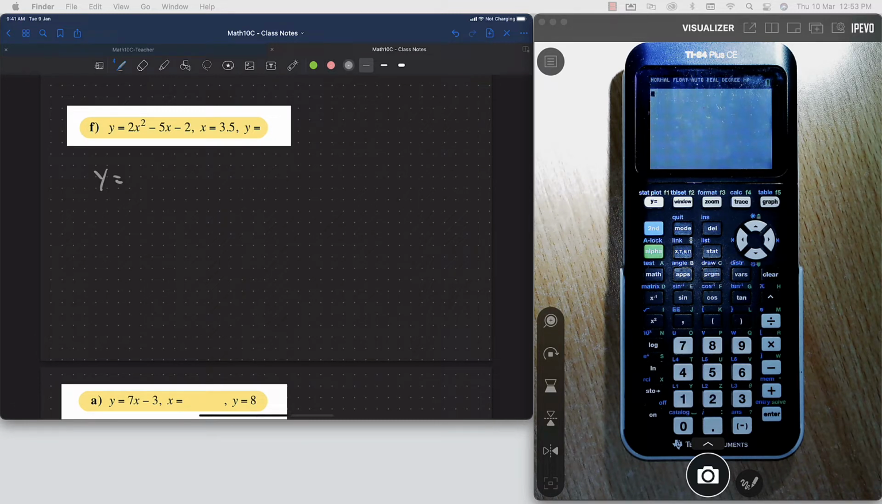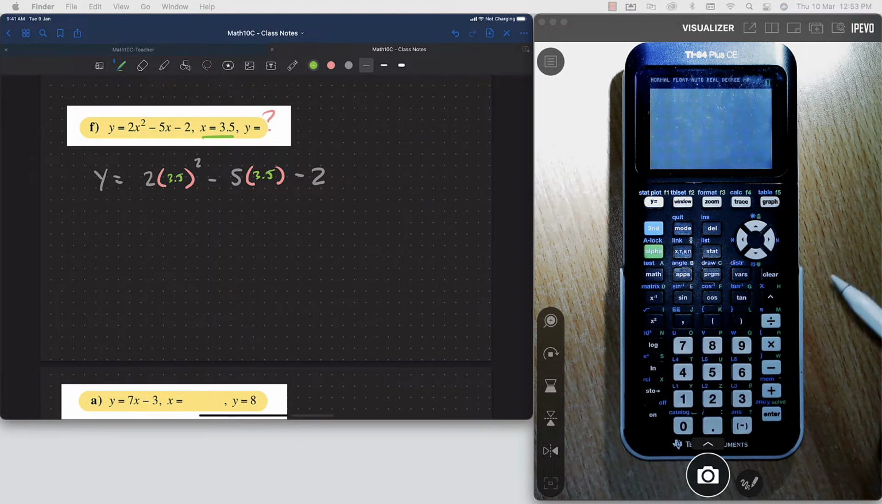All right, let's move on to the second question or equation, which is going to be y equals, now remember we're substituting x and trying to solve y here again, so it's going to be 2x squared minus 5x minus 2. And now I'm going to substitute a 3.5 in there.